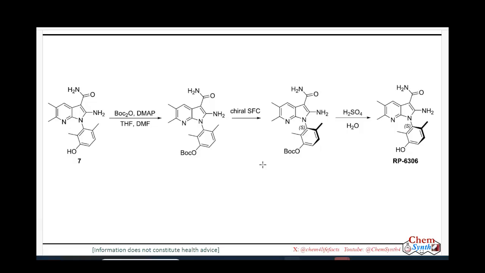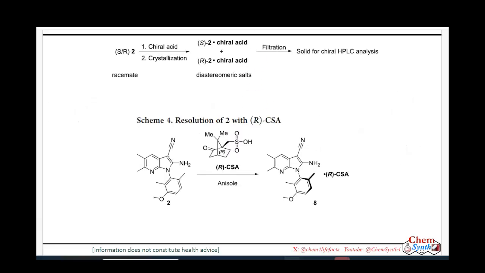Now this method was good for small scale preparation of this compound, but for very large scale preparation of this compound, this process was not suitable. So they have done further development that I will discuss in coming slide. So they targeted to get the pure enantiomer by recrystallization through salt formation.